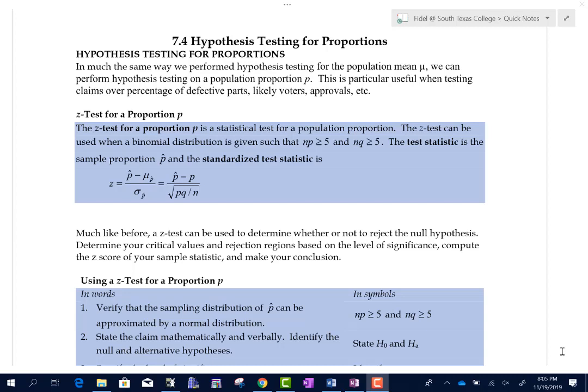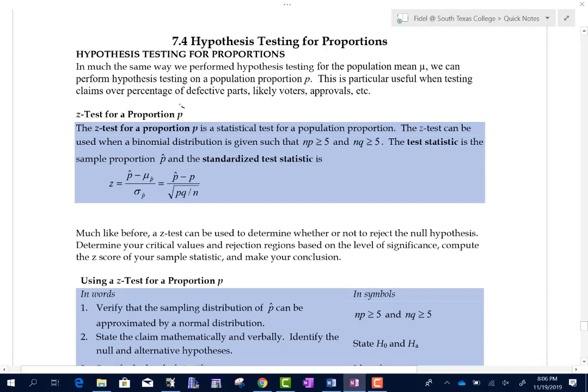All right, so guys, the section we're doing tonight, 7.4, is hypothesis testing for proportions. What I want to point out is this is going to be real similar to what we just did on our quiz, okay? So it says in much the same way that we performed hypothesis testing for the population mean mu, we can perform hypothesis testing on a population proportion p. This is particularly useful when testing claims over percentages of defective parts, likely voters, approval, so on and so forth.